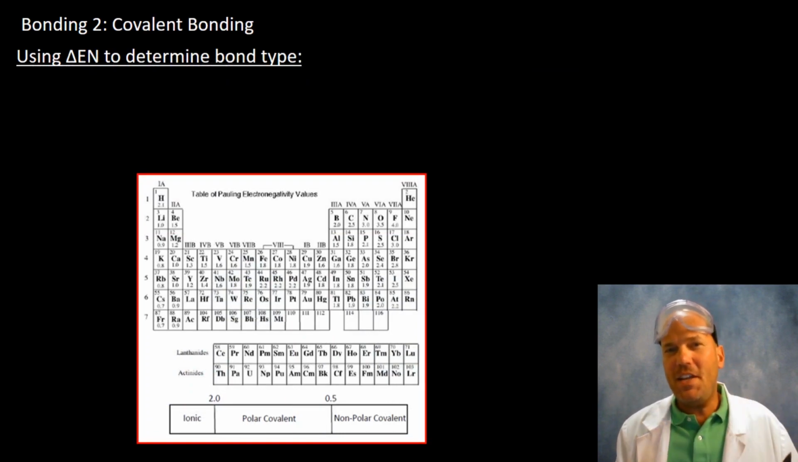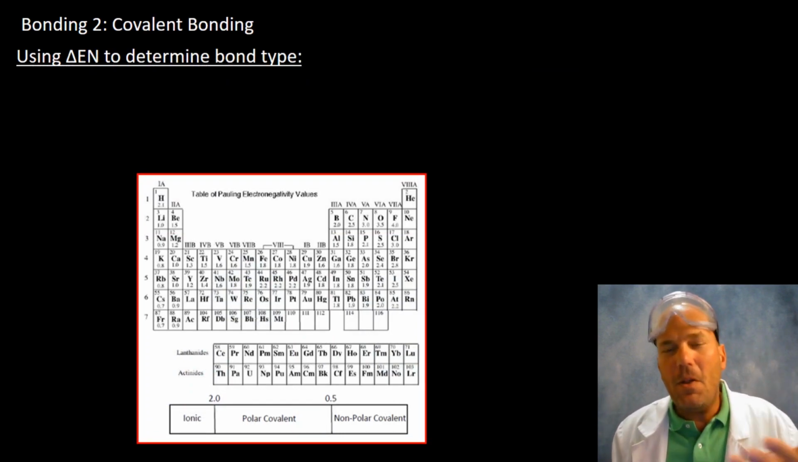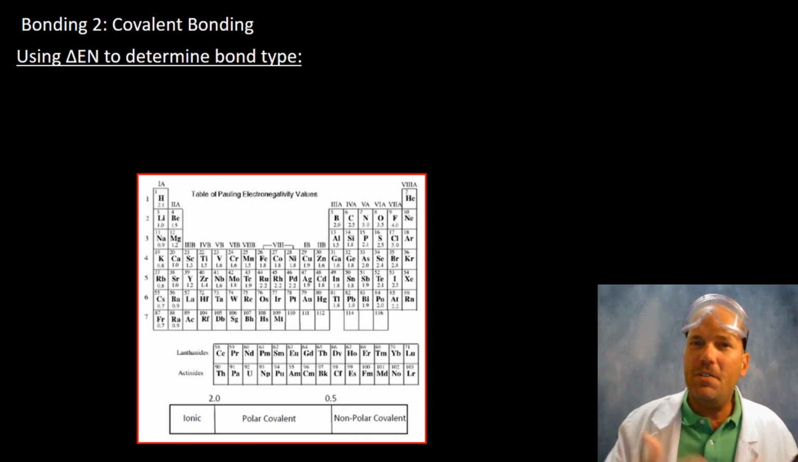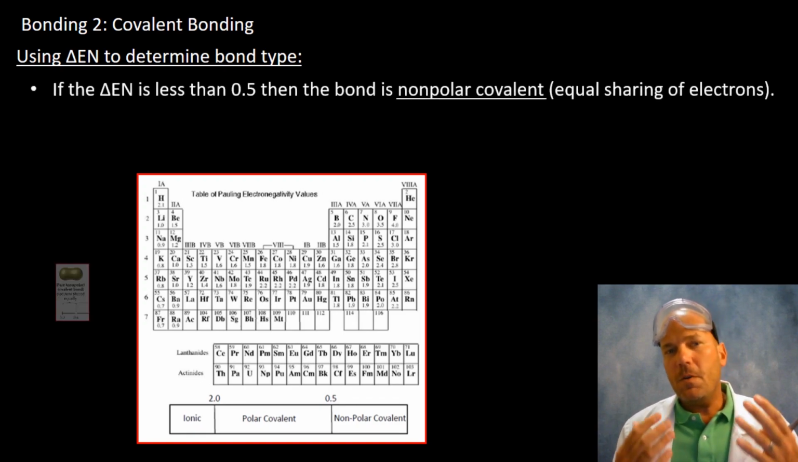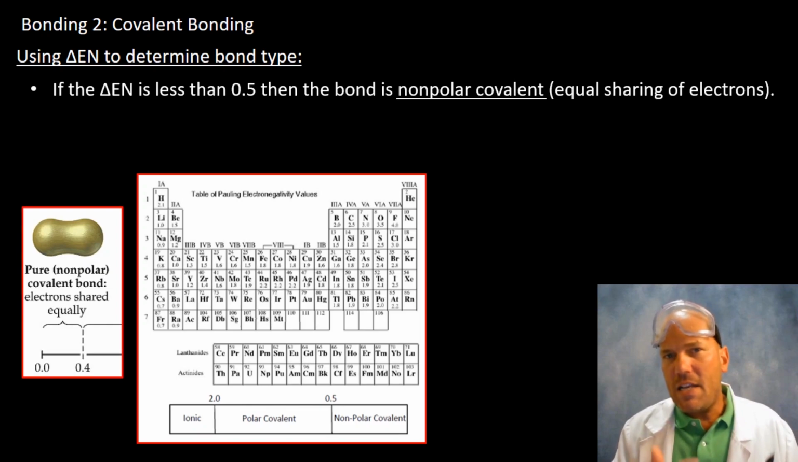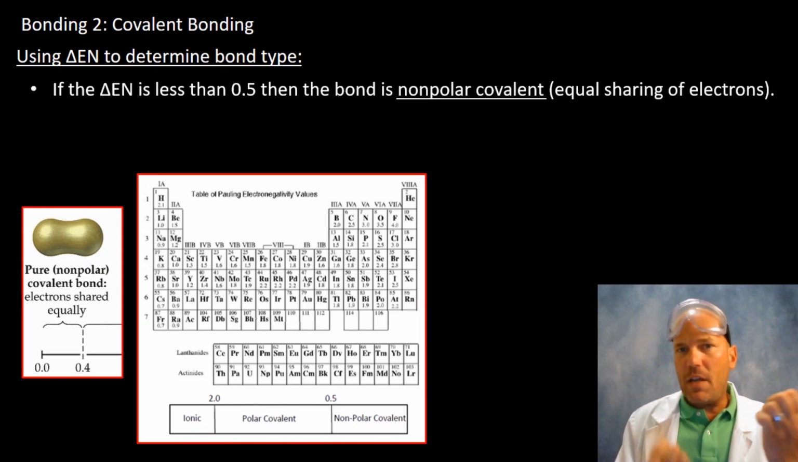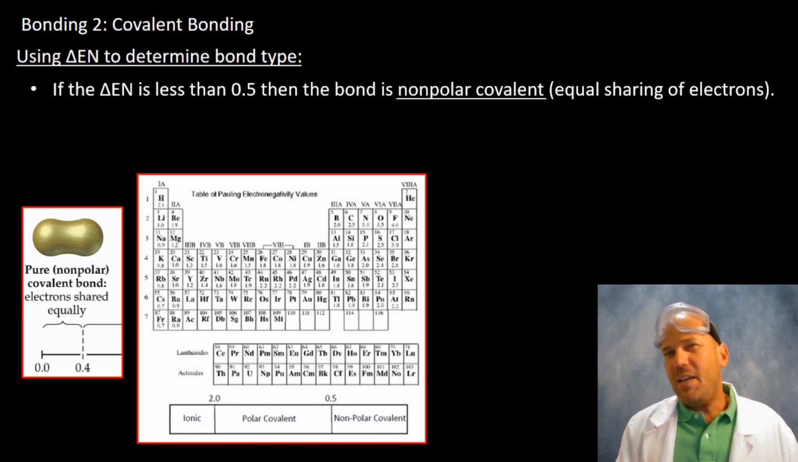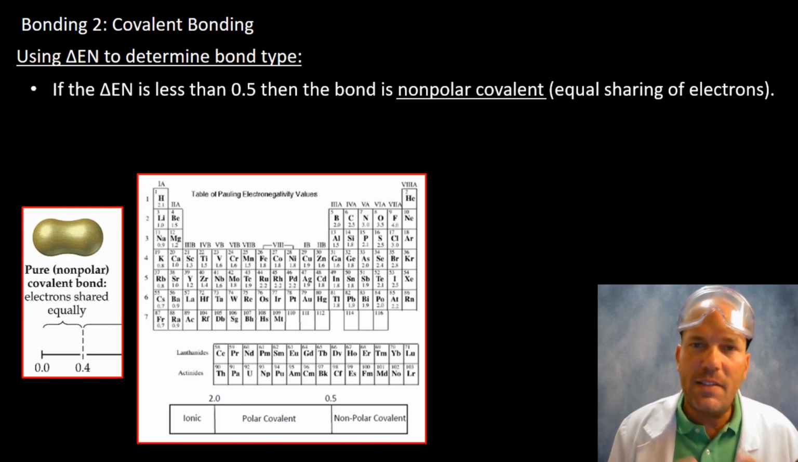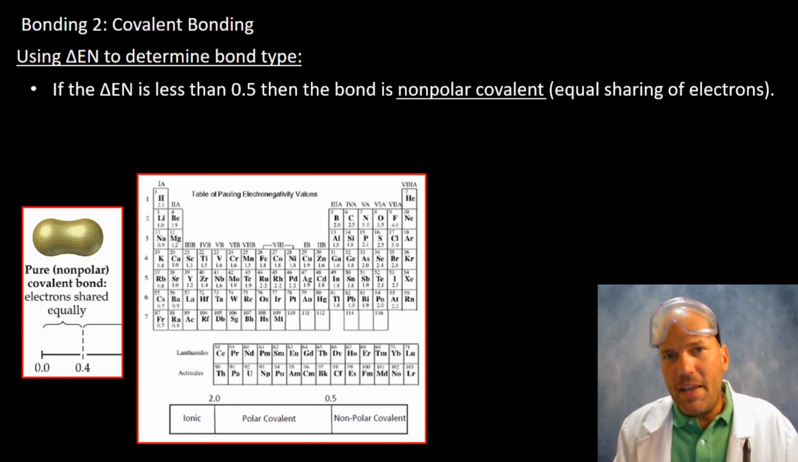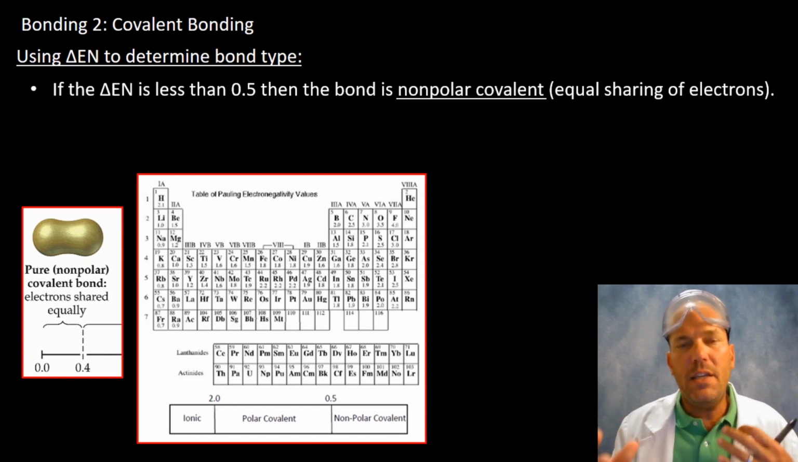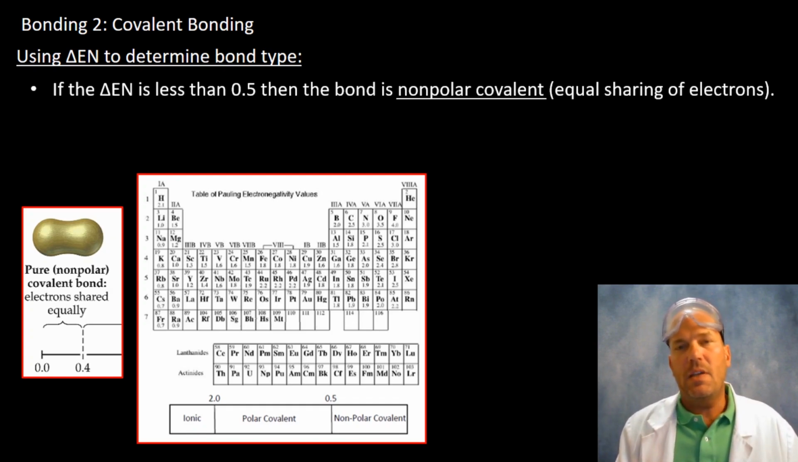Now, using the change in electronegativity and the Pauling scale of electronegativities, you've learned you can begin to make predictions about what types of bonds will form. Well, for covalent bonds that are non-polar, think of equal sharing of the electrons. We typically will see a value less than 0.5. And again, that's the change in the electronegativity values of less than 0.5. All right? This indicates that electrons are being shared equally between the two atoms.